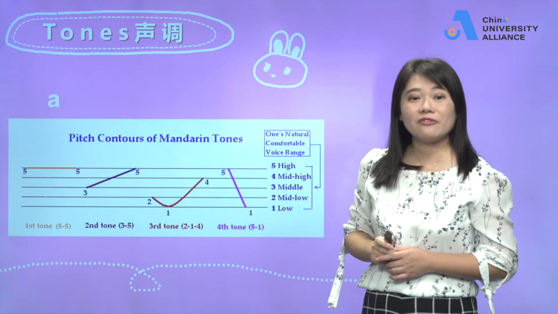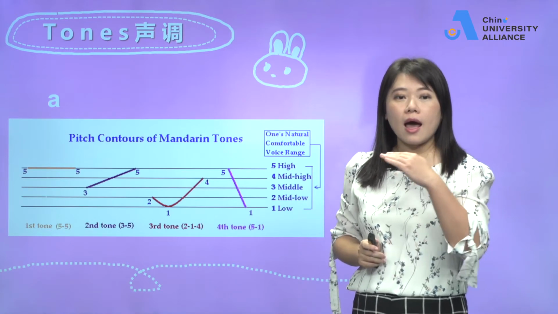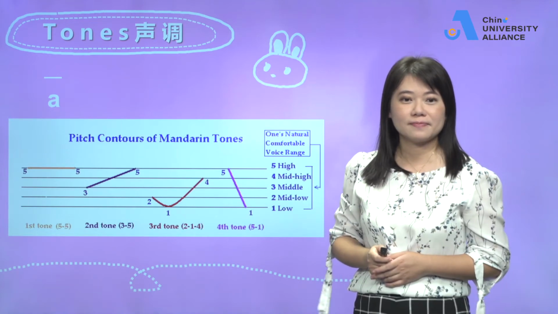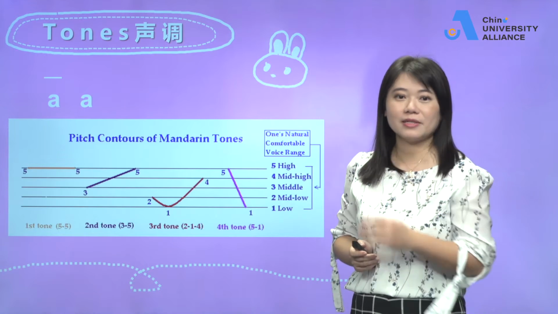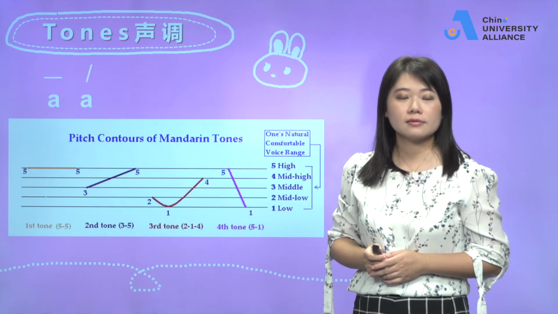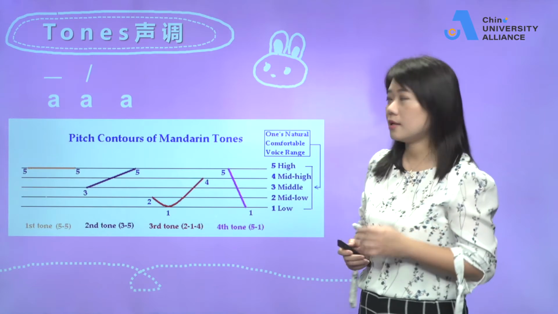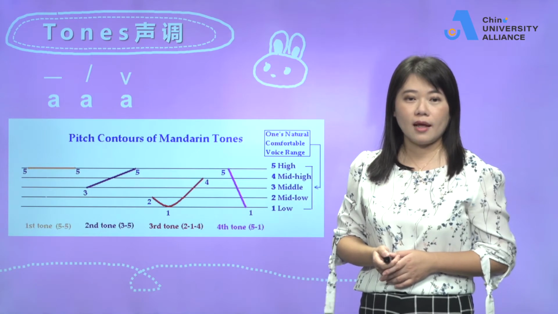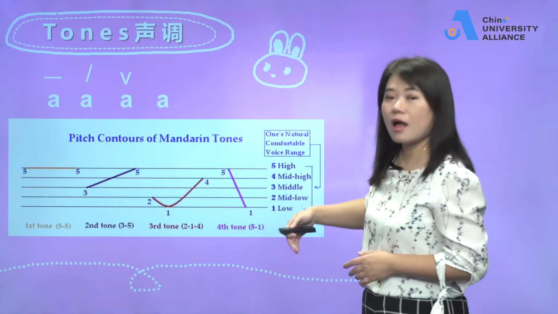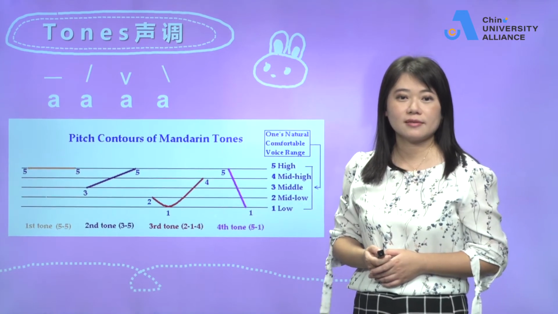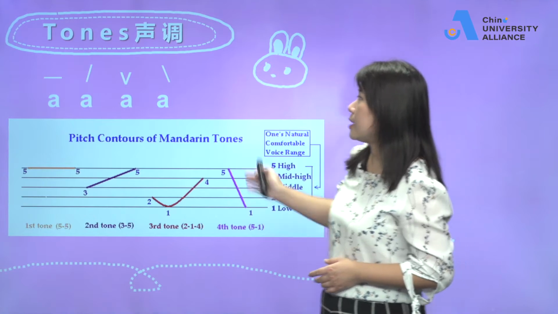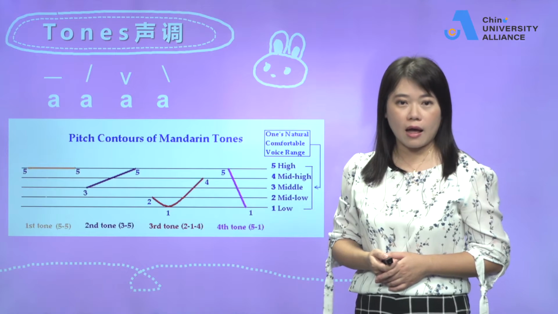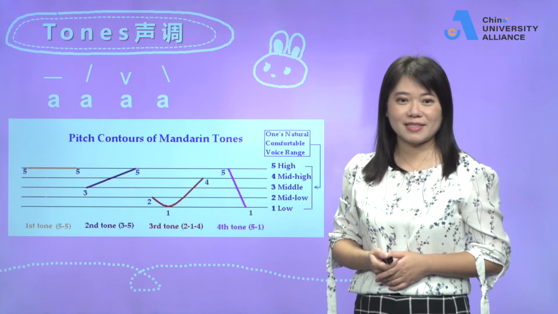The first tone is a flat tone. Sounds like ā. You can try to read after me. And the second one is a rising tone. á. The third one combined by 2 parts. ǎ. And the last one is going down. à, very short. So these are the 4 tones. ā, á, ǎ, à. Do you think it's easy?